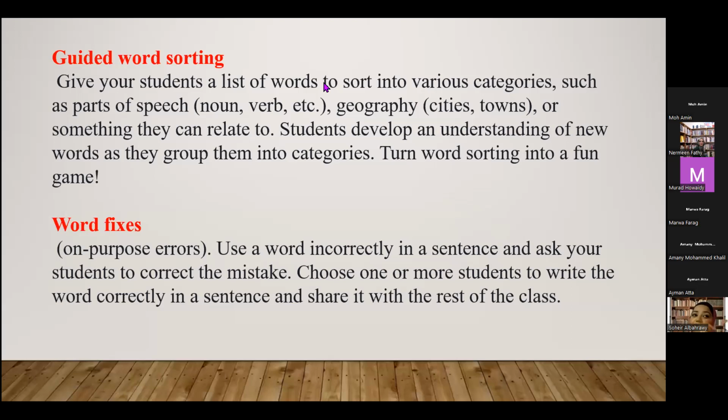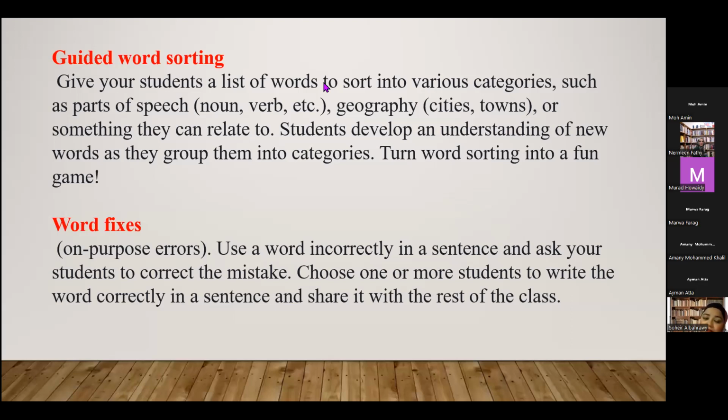You can adapt. You can write the word in an unscrambled way. For example, as you have written on the chat box, you can write the word itself, the letters with misspelling, and ask students to write the correct words. You can adapt the activity according to your aim.